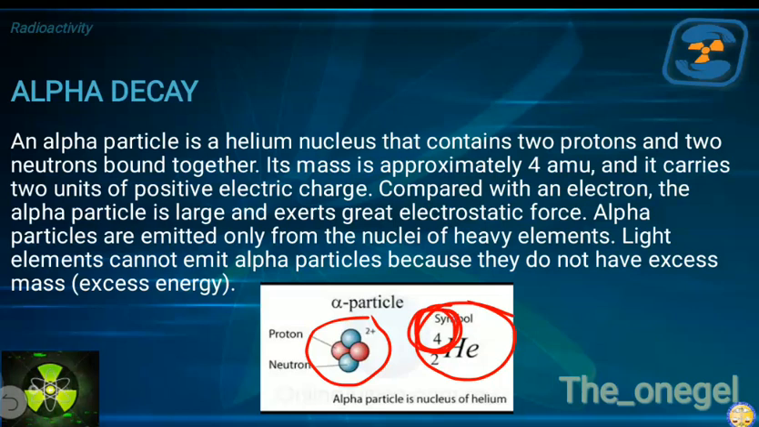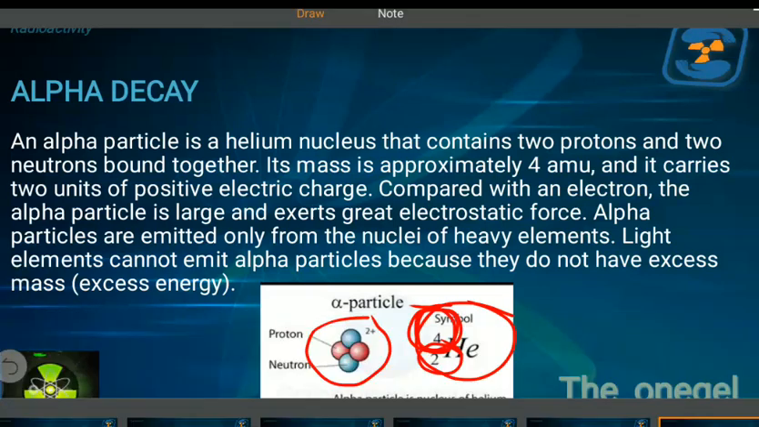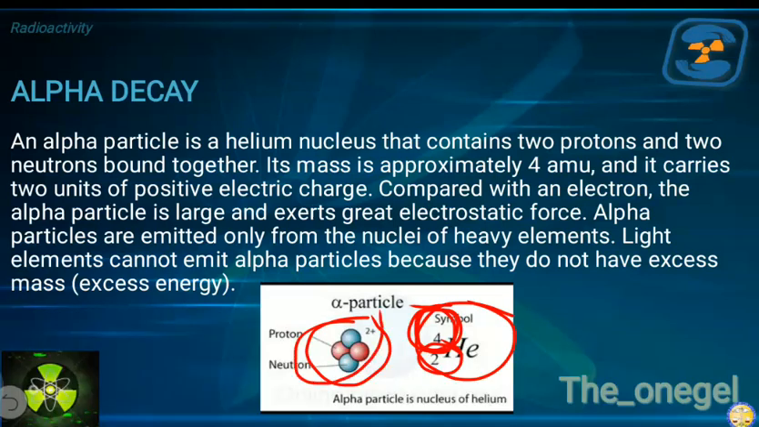Pansin nyo, 4. Atomic mass number is 4. So, therefore, meron siyang 2 protons and of course, 2 neutrons. Same as true sa alpha particle, 2 protons at 2 neutrons. Its mass is approximately 4 AMU and it carries 2 units of positive electric charge. Compared with an electron, the alpha particle is large and exerts great electrostatic force. Alpha particles are emitted only from the nuclei of heavy elements.